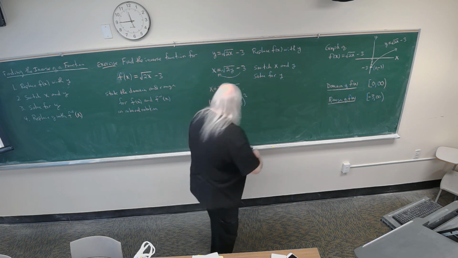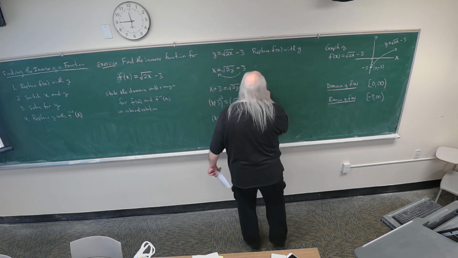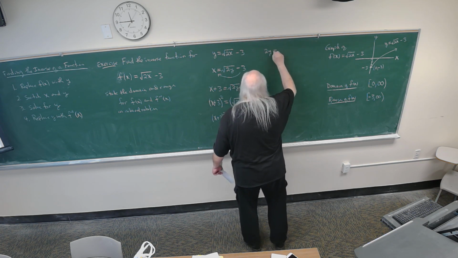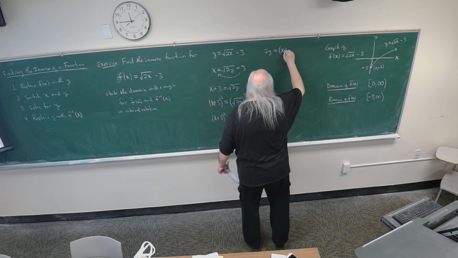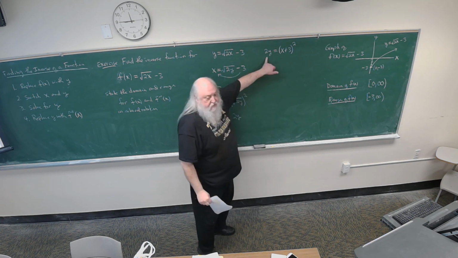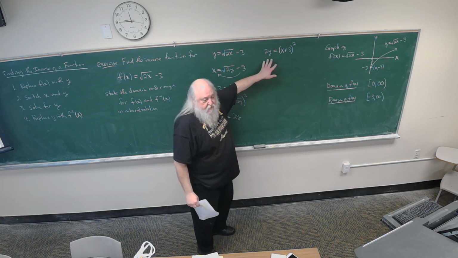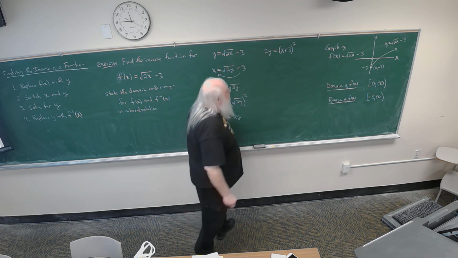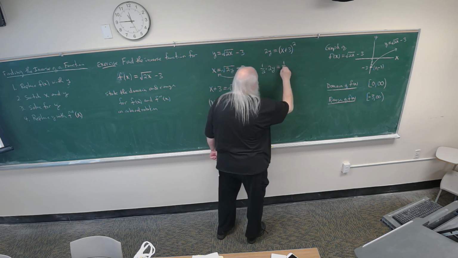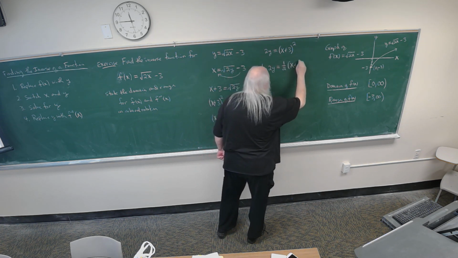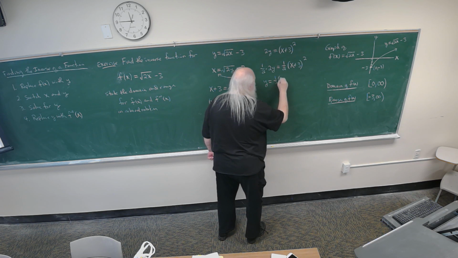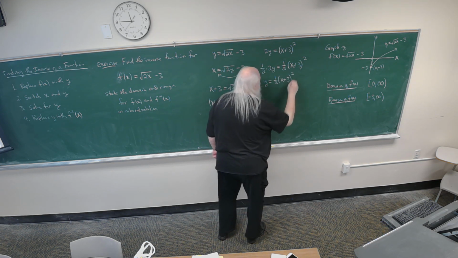Now I'm going to switch the two sides to get the y on the left side. And to isolate y on the left side, you can either divide both sides by 2 or multiply both sides by 1/2. I prefer multiplying by 1/2. You can divide by 2 if you want. And so we have y is equal to 1/2 times x plus 3 squared. Okay?